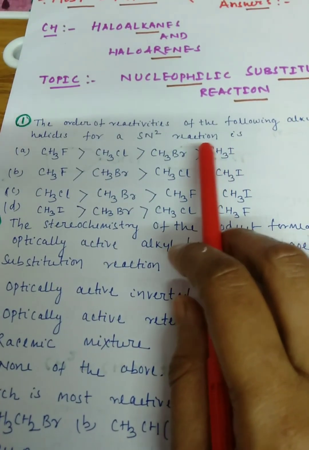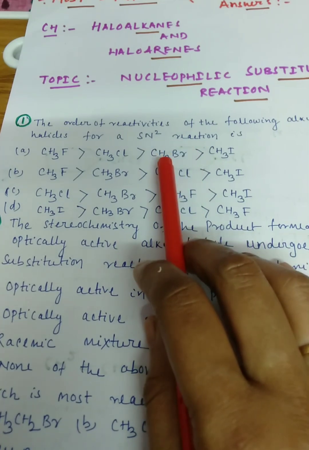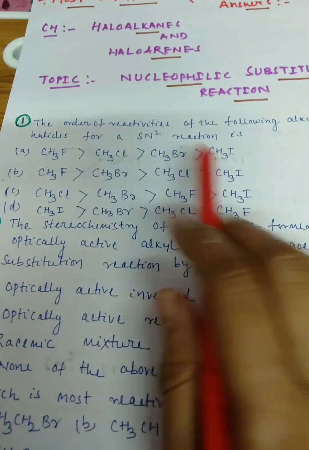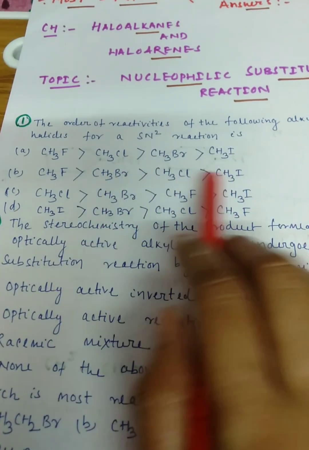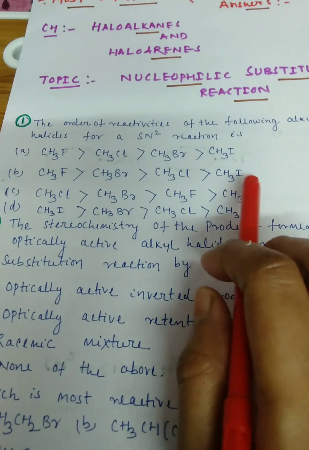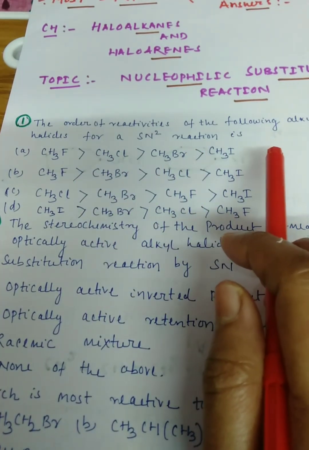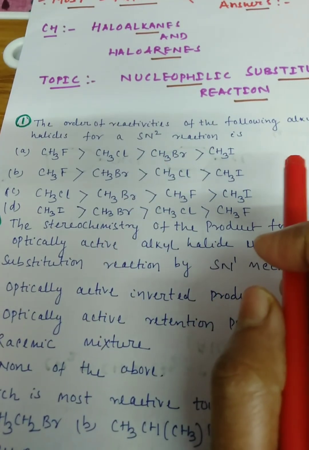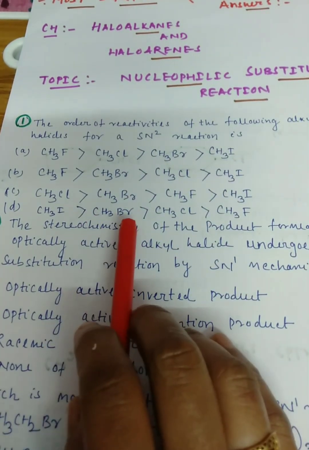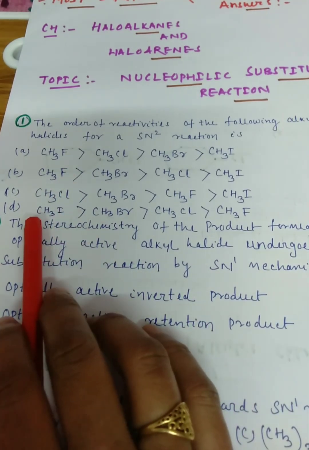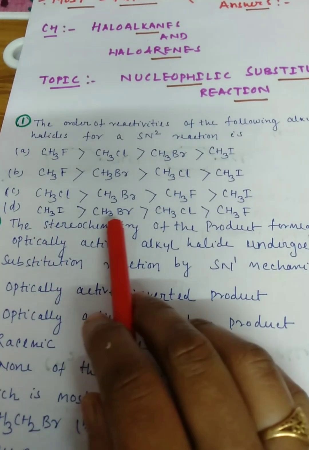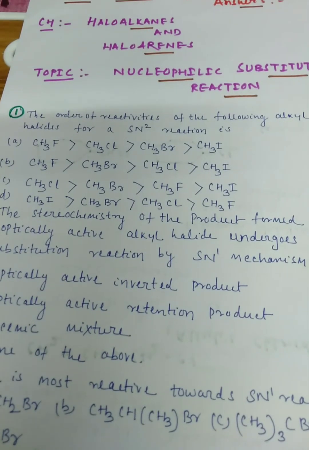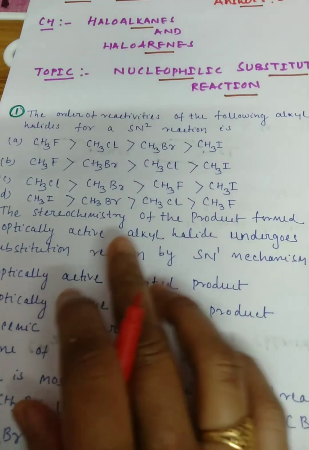First of all, we know that the primary alkyl halide always favors the SN2 reaction. The order is primary, then secondary, then tertiary. But here in all the cases, the alkyl halide is a primary alkyl halide. The difference is in the type of halogen. Among fluorine, chlorine, bromine and iodine, the best leaving group is iodide, then bromide, then chloride, then fluoride. So we have to follow that order. Here option D, methyl iodide, then methyl bromide, then methyl chloride, then methyl fluoride, is the order of reactivities for an SN2 reaction.